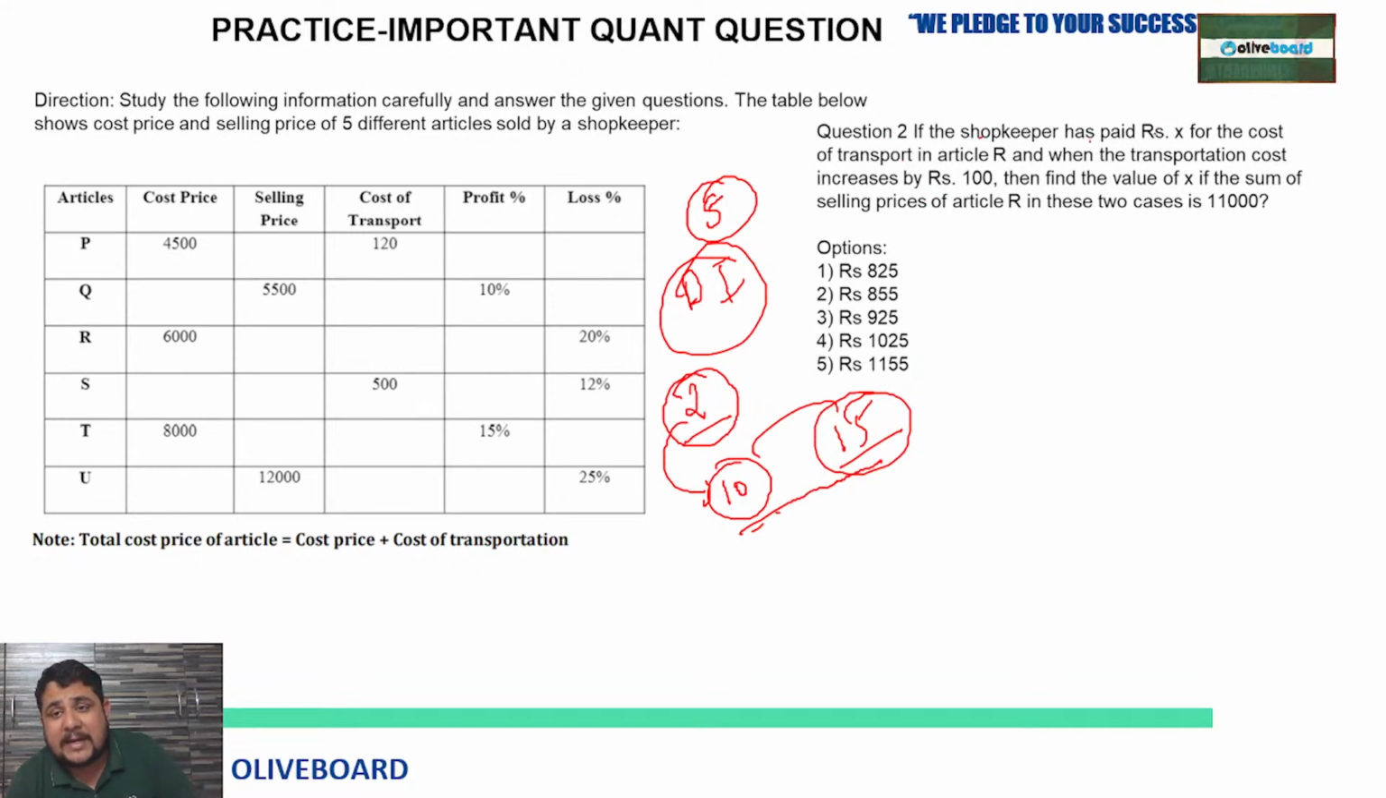If a shopkeeper has paid rupees X for the cost of transport in article R, when the transportation cost increases by rupees 100, then find the value of X if the sum of selling price of the article R in these two cases is 11,000. So here two cases are given. Just read it carefully. What two cases are given, that I am telling you.